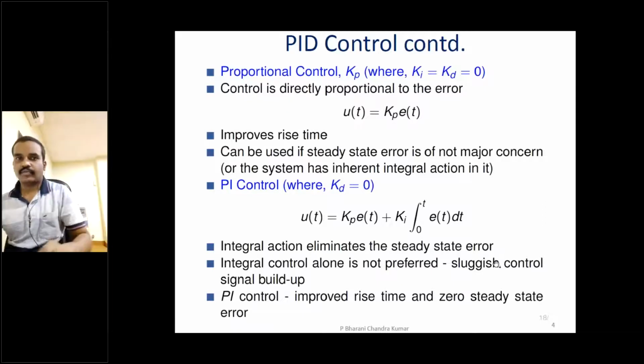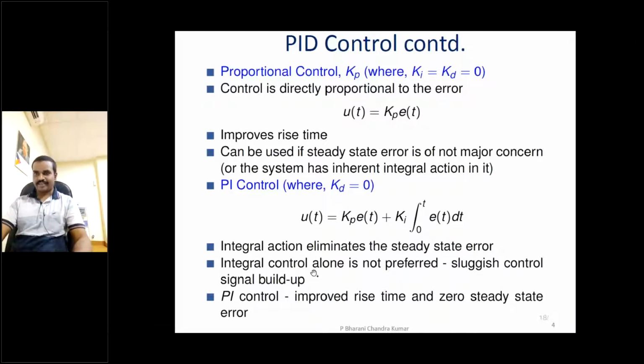So what I mean to say here is, if I use integral control alone, it will give a sluggish control signal buildup, and hence your response will be slower. So what I am going to do here is use the PI controller. So it will have the good properties of both: improved rise time, which is coming from the P control, and the zero steady state error, which is the property of integral action.